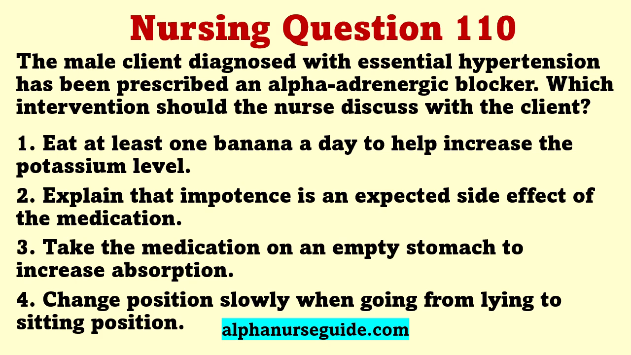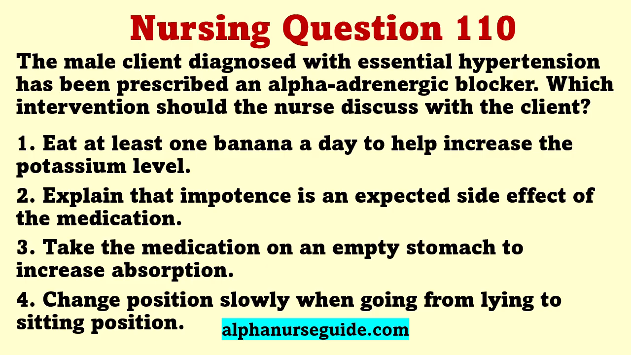The correct answer is 4. Change position slowly when going from lying to sitting position. Orthostatic hypotension may occur when the blood pressure is decreasing and may lead to dizziness and lightheadedness, so the client should change position slowly. The potassium level is not affected by an alpha-adrenergic blocker.